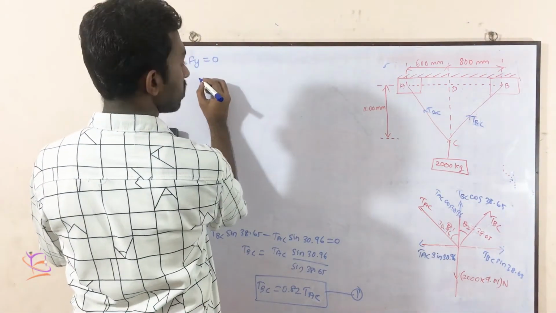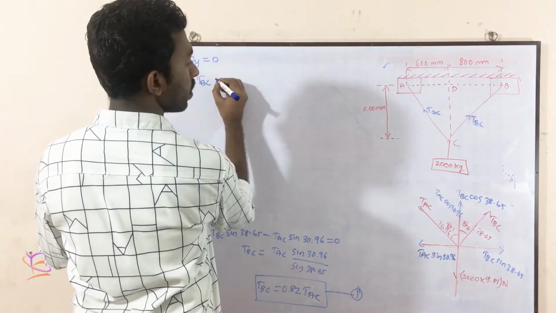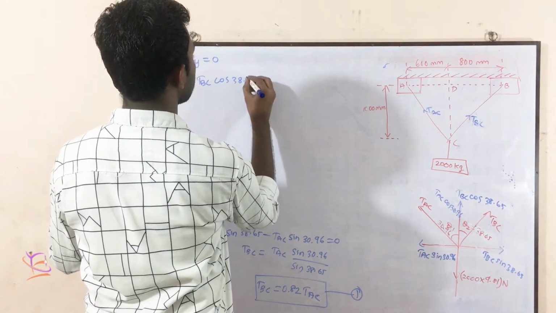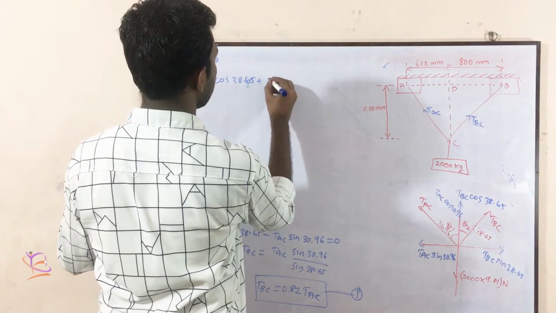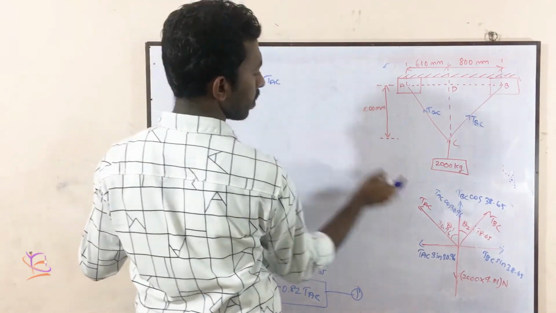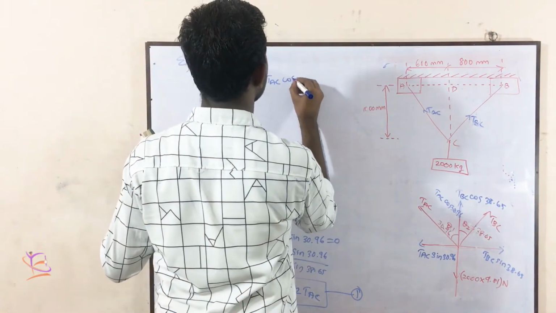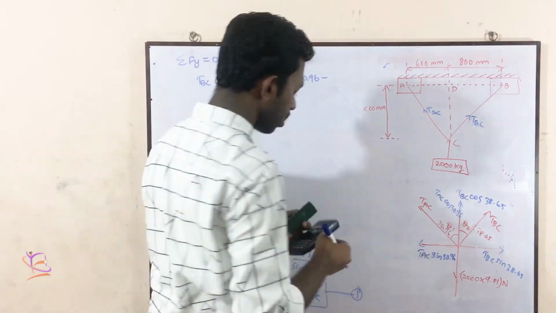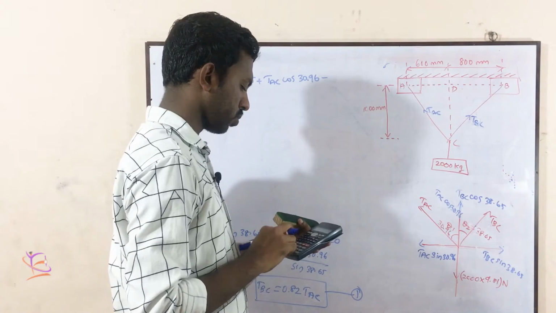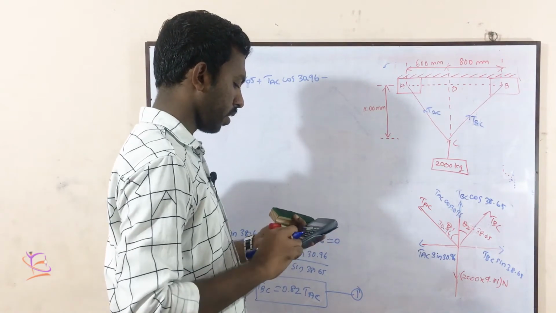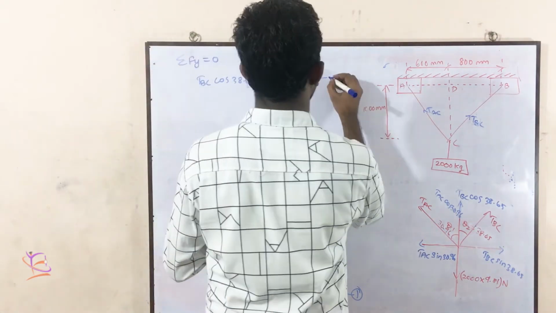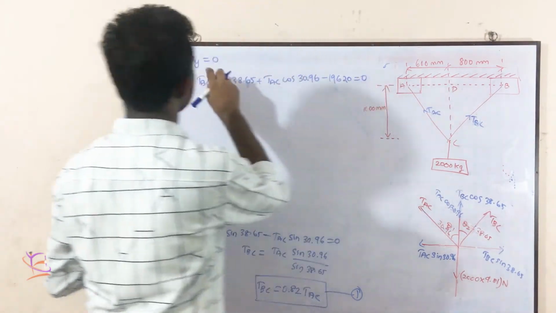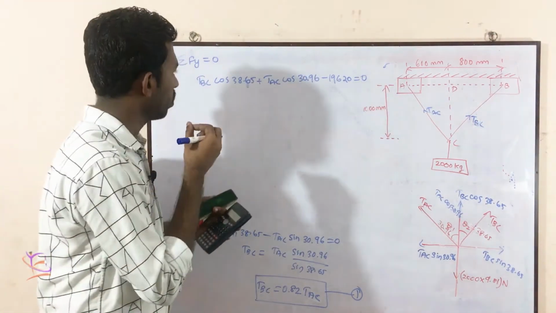So TBC cos 38.65 plus TAC cos 30.96 minus 2000 into 9.81. 2000 into 9.81 value is 19620, equal to 0 because summation Fy is equal to 0.